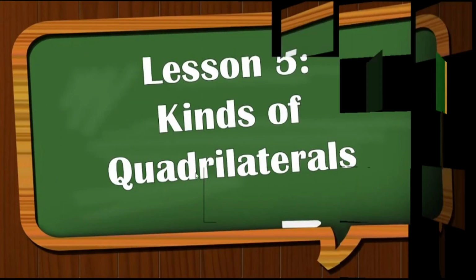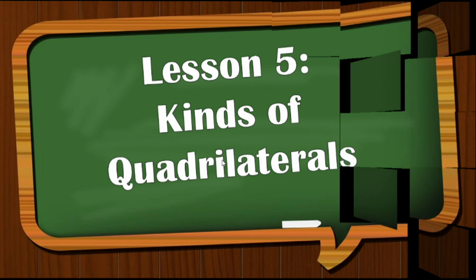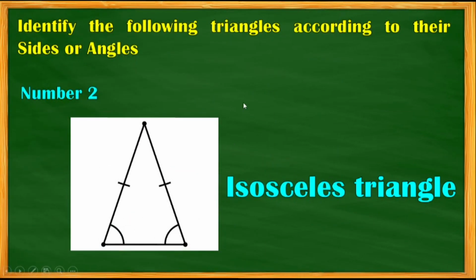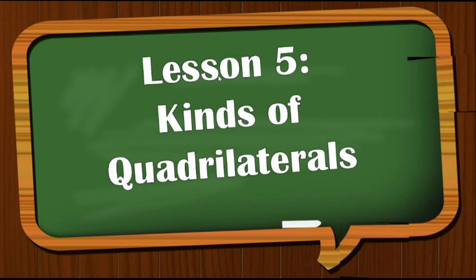And then, I hope you already know how to identify the triangle according to the sides or the measure of the angles. Now let's proceed to lesson number 5, kinds of quadrilateral.